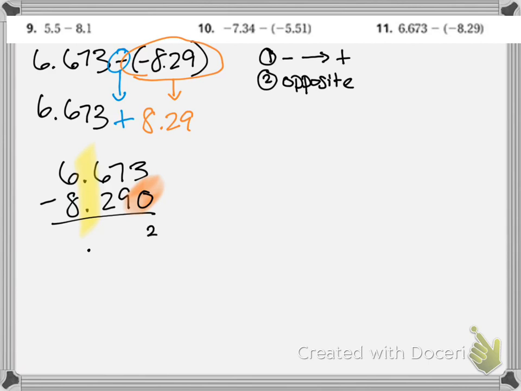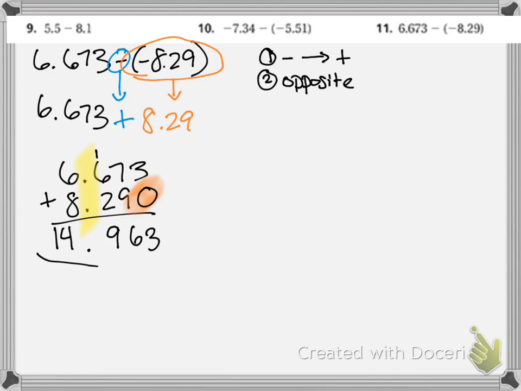3 minus 0 is 3. I need to borrow. So this is 8. And then 5 minus 2 is 3. 6 minus 8. Ooh, I'm not subtracting. I need to add. Silly me. Okay, so again, 3 plus 0 is 3. 7 plus 9 is 16. 6 plus 2 plus 1 is 9. And 6 plus 8 is 14.